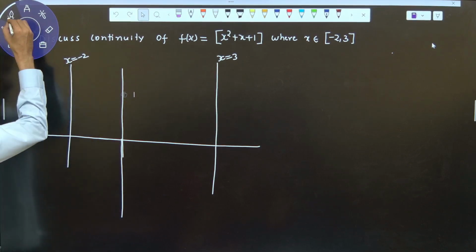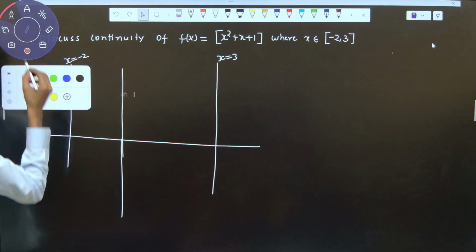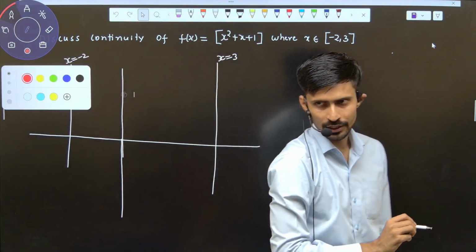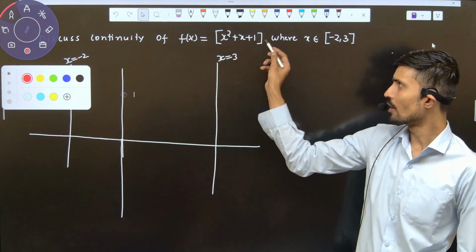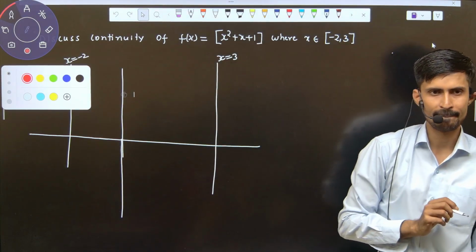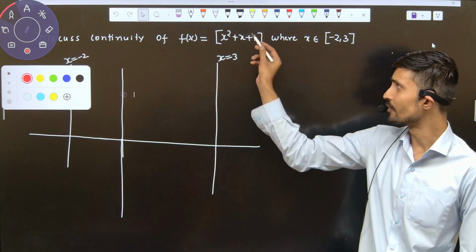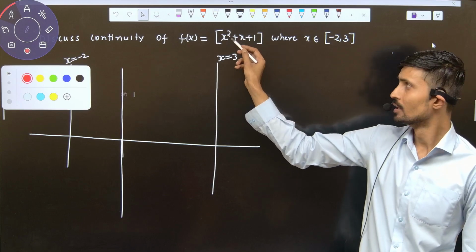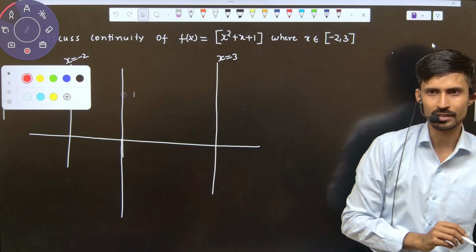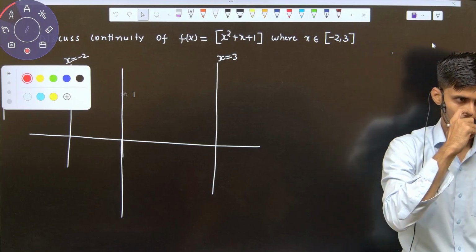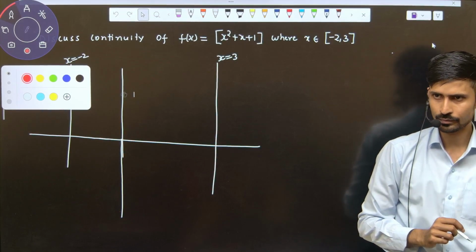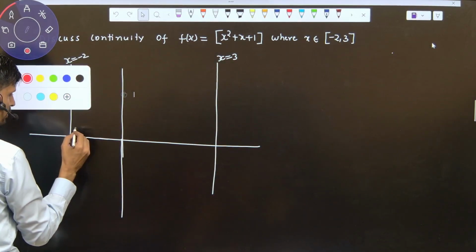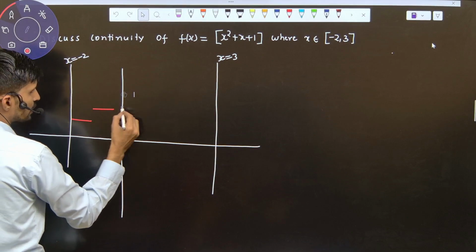In between x = -2 to x = 3, we have to draw the graph of this function, not the quadratic x² + x + 1, no, the greatest integer of x² + x + 1. So suppose I draw the graph like this, something like this, let's say.